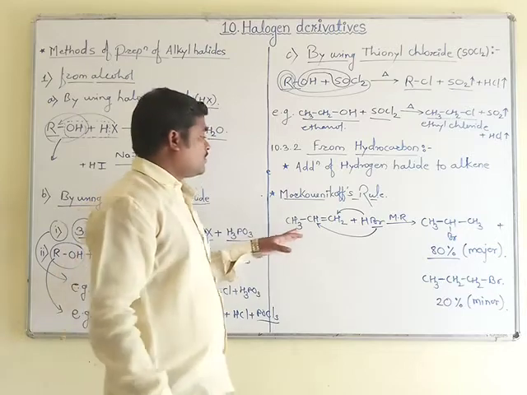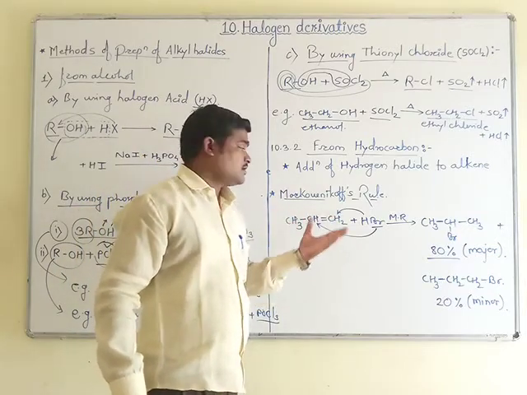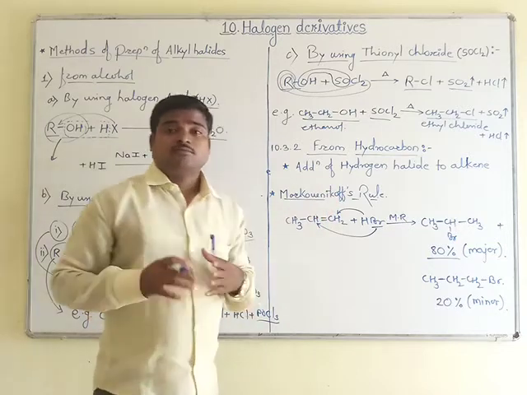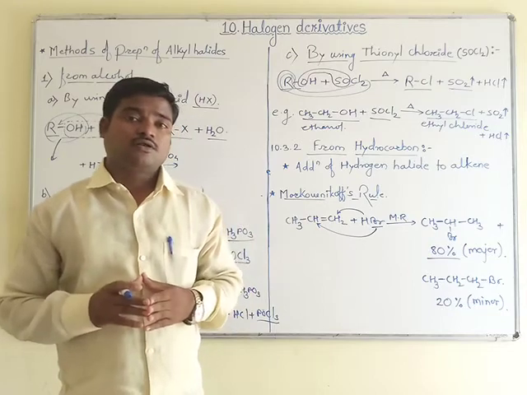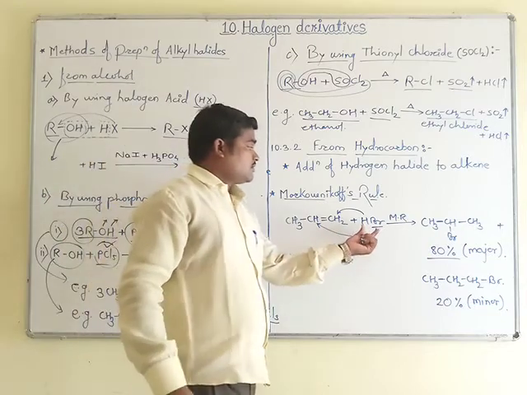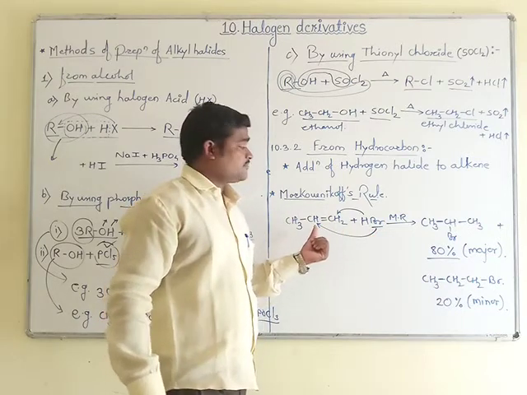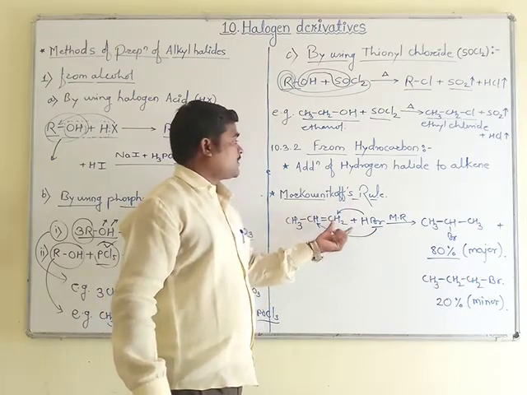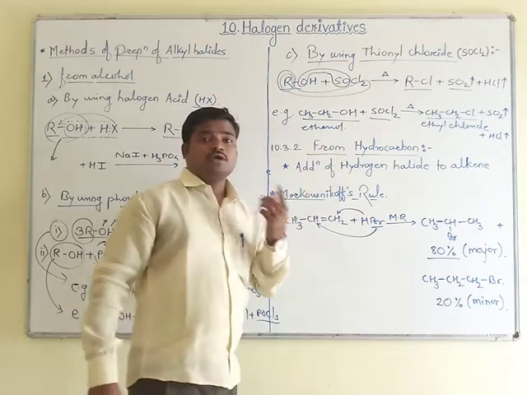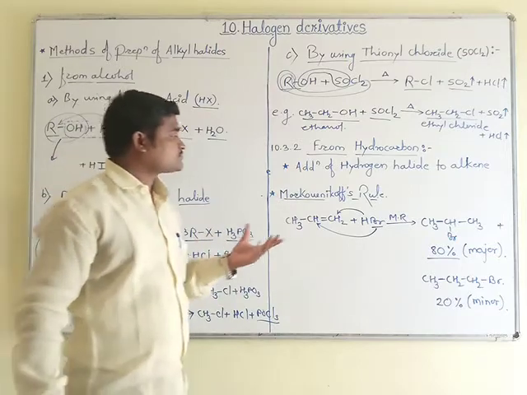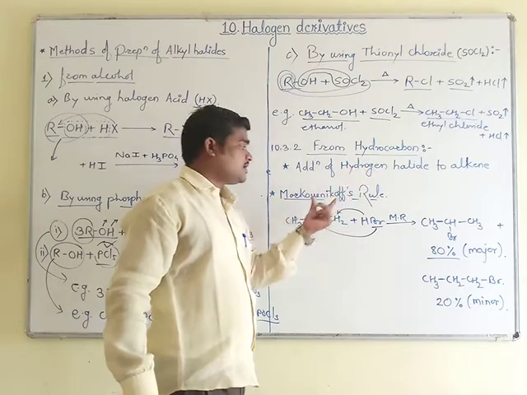Now if we look at the other possibility, for that another rule was there, that is anti-Markovnikov's rule, if the addition takes place opposite to it. Now what is our purpose here? We are looking at how, from hydrocarbons, we are going to prepare alkyl halides. For that purpose we have chosen the addition of hydrogen halide to alkene.